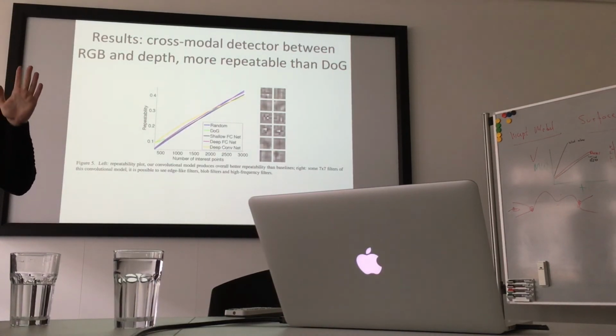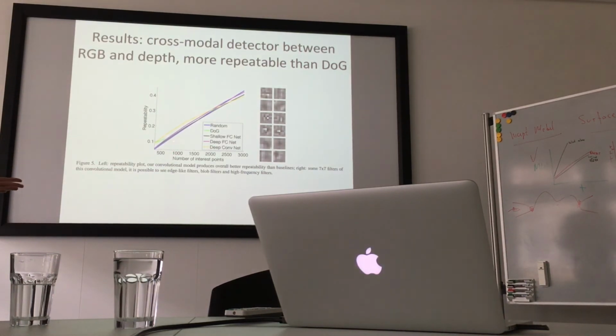Now, where you can actually see the advantage is this complicated cross-modal task, where you take an RGB image and the depth image from Kinect, and you want to redetect the same points. I'm not sure how visible it is, but the yellow curve is our method, and you can see that there is an advantage over all the other methods, including DoG.